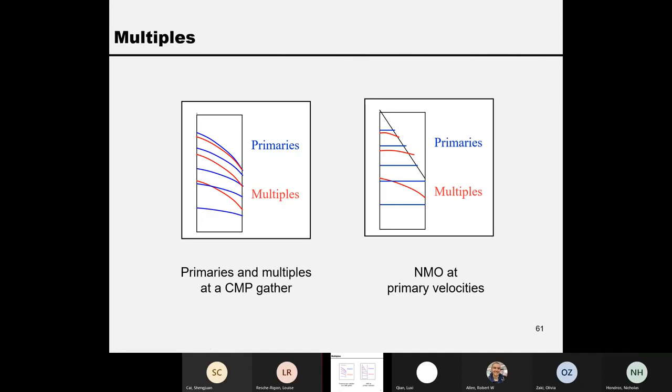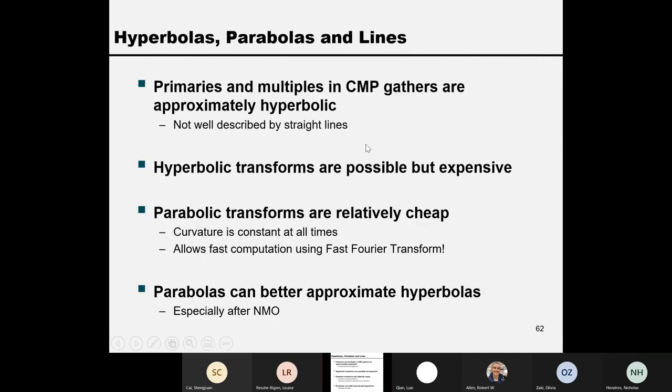Parabolic. And I will show you what parabolic really means, okay? So basically, it's just parabolic. Based on this curvature, we use what is called parabolic Radon. Rather than summing along a straight line, we sum along the parabolic curve. Hyperbolic, parabolic, let's distinguish that.